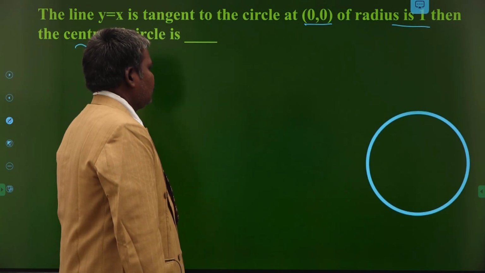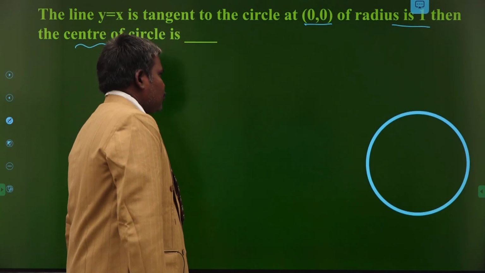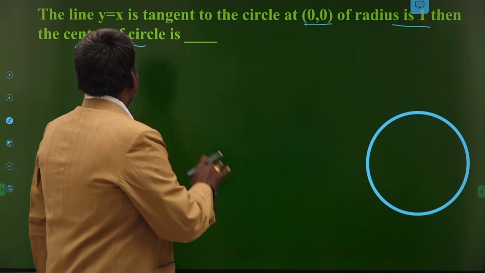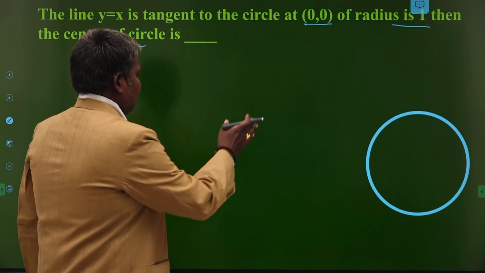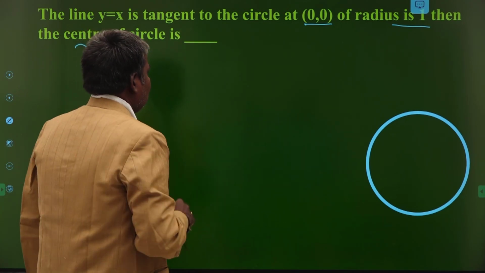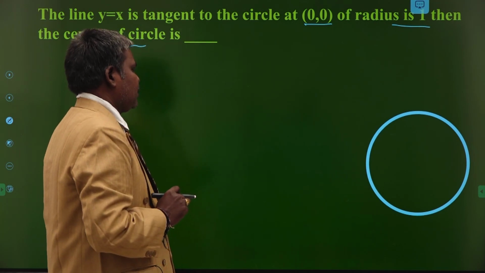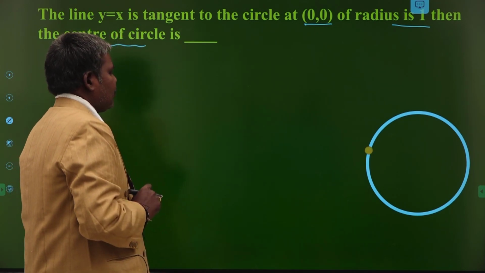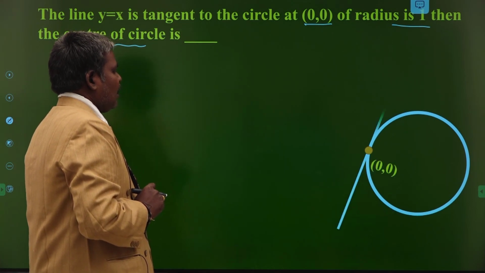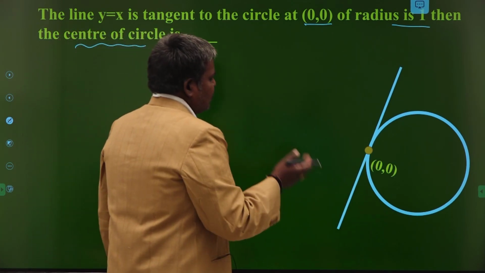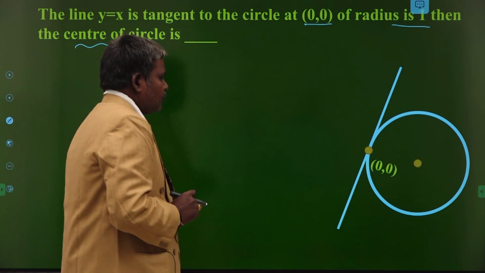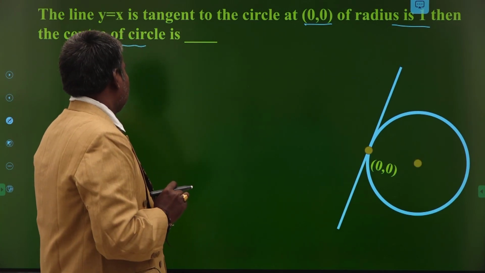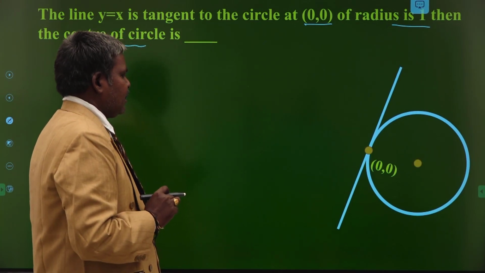See here. This is one of the positions, one of the circles, to which y equal to x is tangent at the origin, having radius 1 unit. This is the point. What is that point? 0, 0. This is the line touching the circle at the origin. This is the center of the circle. We have to find out its coordinates.